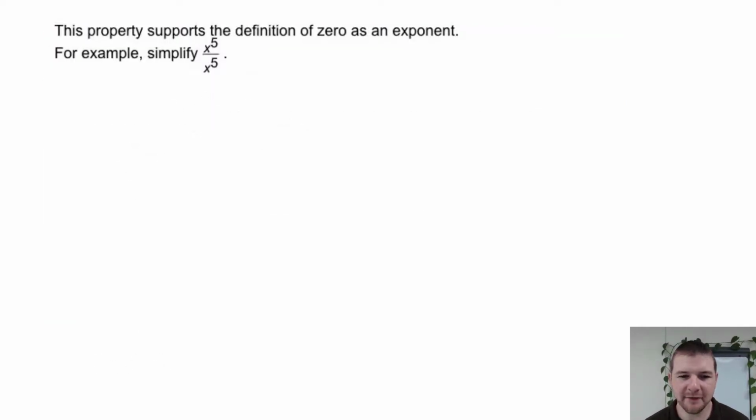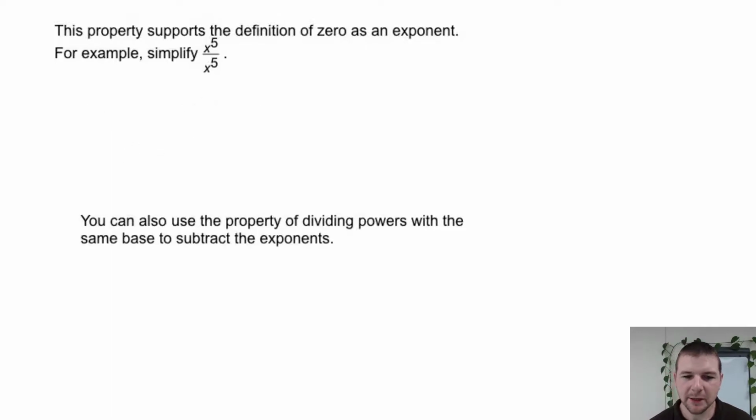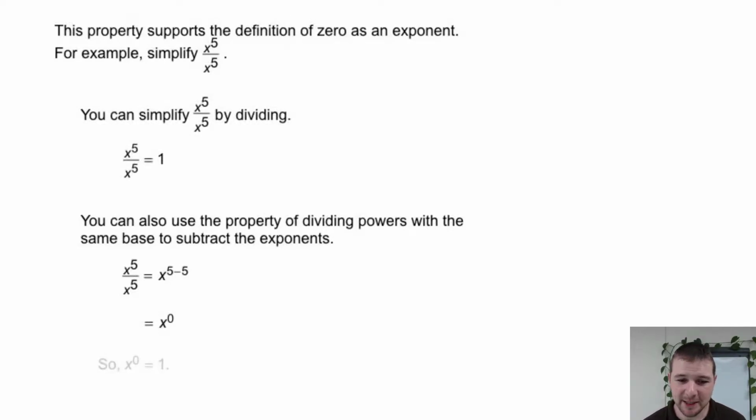This property supports the definition of 0 as an exponent. For example, simplify x to the 5th over x to the 5th. You can simplify x to the 5th over x to the 5th by dividing, and that equals 1. You can also use the property of dividing powers with the same base to subtract the exponents. X to the 5th over x to the 5th equals x to the 5 minus 5 power, and that's x to the 0 power. Combining these pieces of information, we can see that x to the 0 power equals 1.